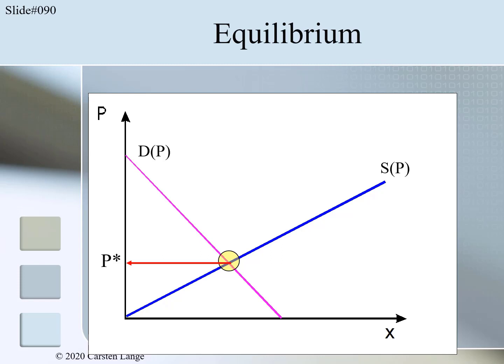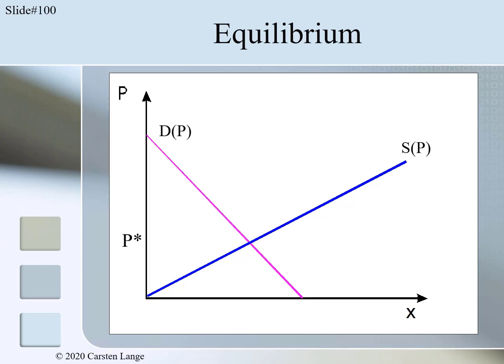Let us verify this statement. What is the demanded quantity which is associated with the equilibrium price? To find this quantity, we start at the equilibrium price at the vertical axis, at the price axis, and go horizontally until we hit the demand curve. Then we go straight down and find the quantity demanded.